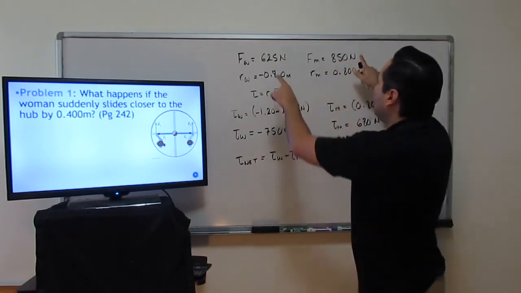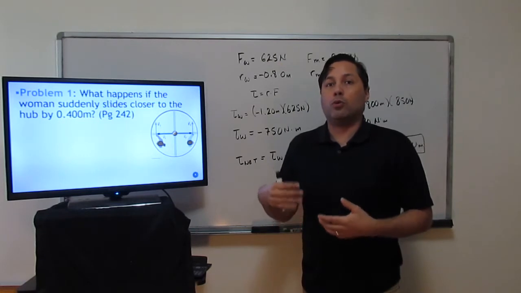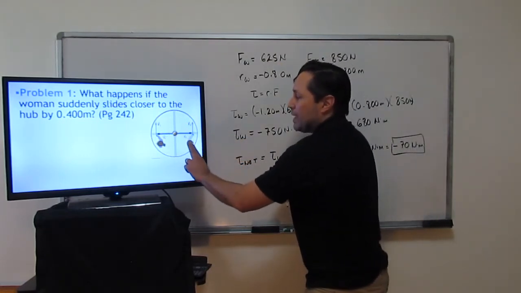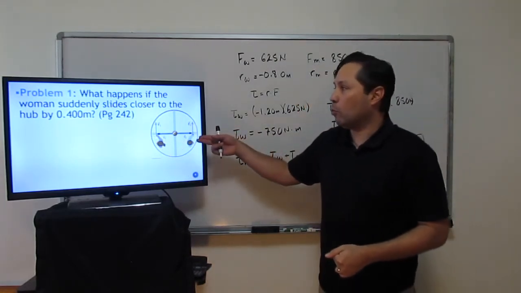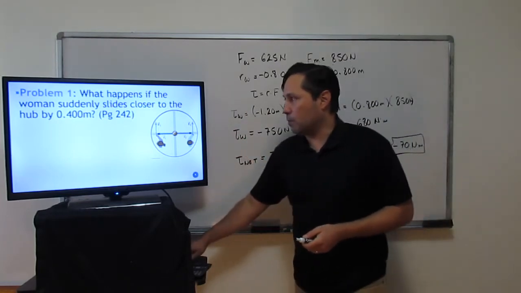But the man's got more force, so therefore he's going to be able to exert more torque. So now, in this scenario where she slides closer, he is going to be able to go forward while she'll be pushing back because he's exerting more torque on the revolving doors. So that's what's going to happen in problem number 1.